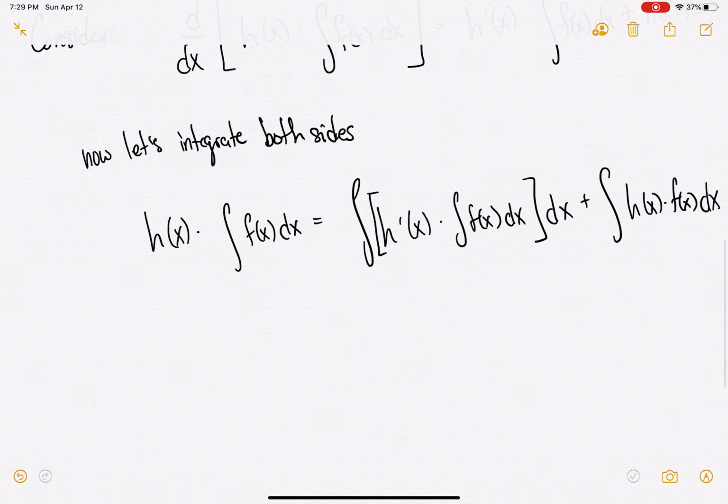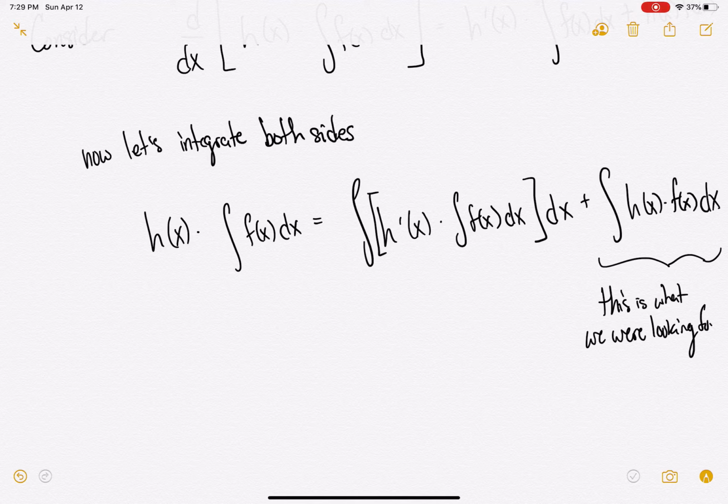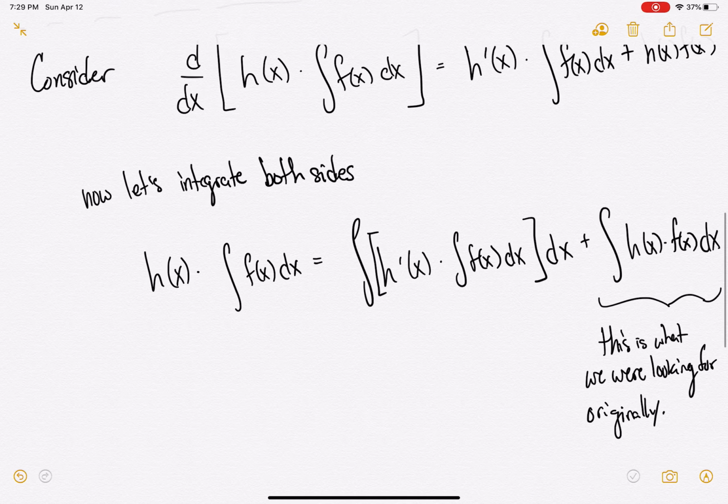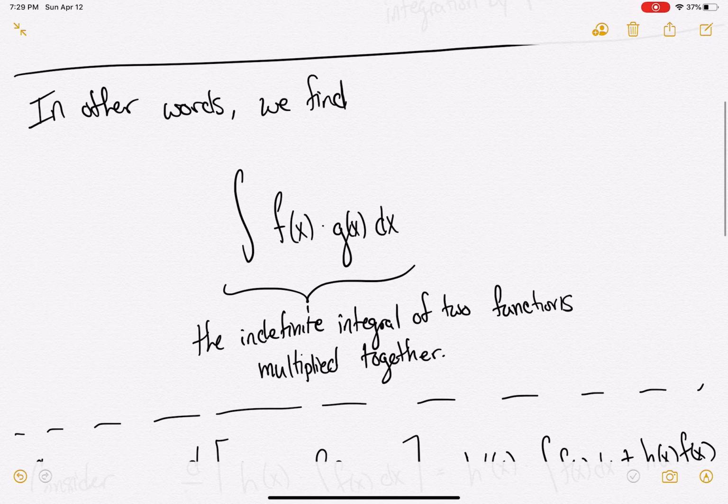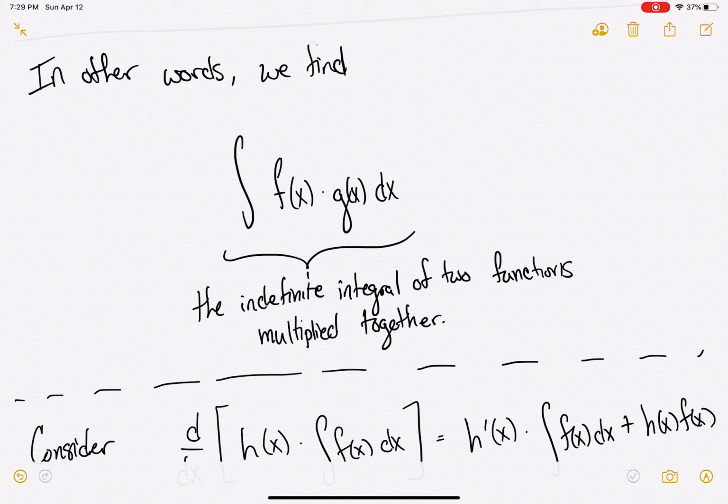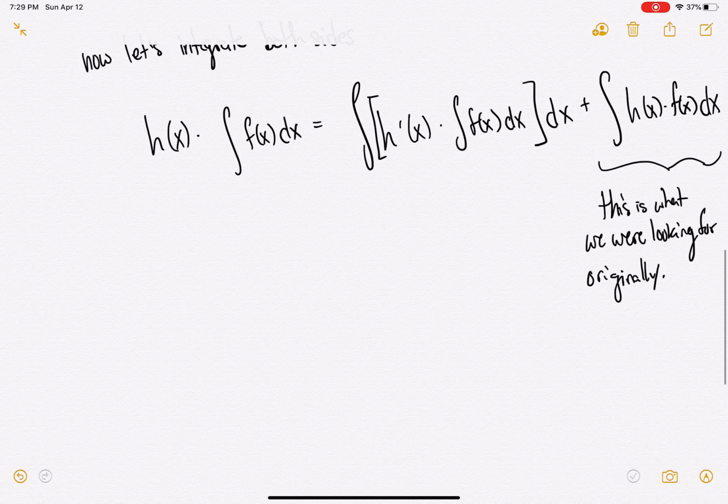Okay, so this is the point. This is what we were looking for originally. That's the piece we were looking for originally. I had a g earlier, maybe I'll switch that to an h. If you look up top here, there's an integral of one function times another function. That's how you want to think about that. And then you look here. It's an integral of one function times another function.